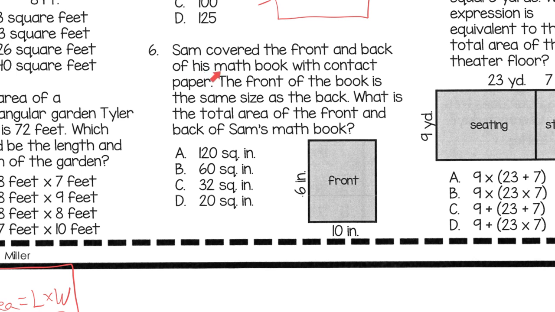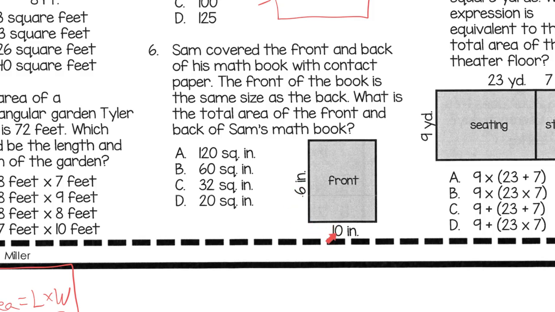Sam covered the front and back of his math book with contact paper. The front of the book is the same size as the back. What is the total area of the front and back of Sam's math book? So we have a front and a back. They're trying to trick us, but that's not going to work.